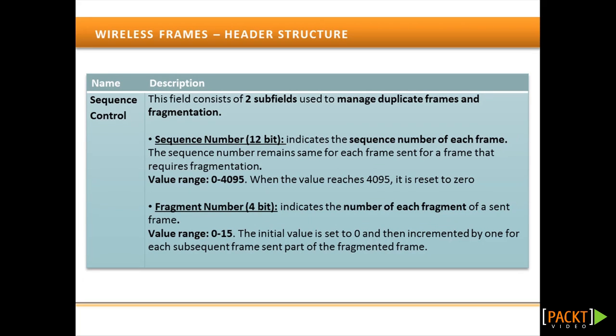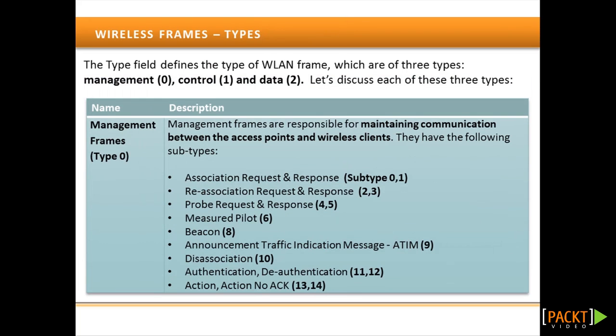Next is the sequence control field, which consists of 2 subfields, used to manage duplicate frames and fragmentation. Sequence number, 12-bit, indicates the sequence number of each frame. The sequence number remains the same for each fragment of a frame sent. For a frame that requires fragmentation, fragment number, 4-bit, indicates the number of each fragment of a sent frame.